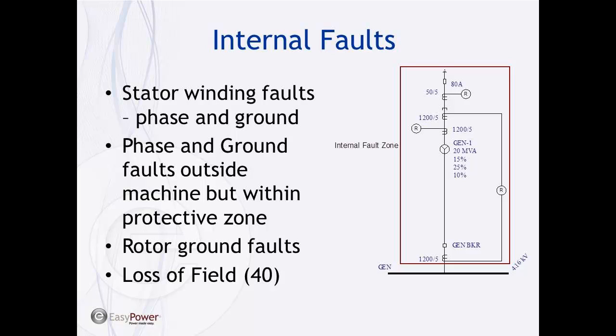So if we start talking about internal faults, primarily we're talking about stator faults inside the machine. But when we have differential protection, that differential zone's typically going to extend beyond the machine itself. So we will include anything within the differential zone and the ground fault in that area as an internal fault. So this would also include rotor ground faults and also loss of excitation, loss of field. And we'll discuss those. So those are the typical internal faults or conditions that we're trying to protect against.